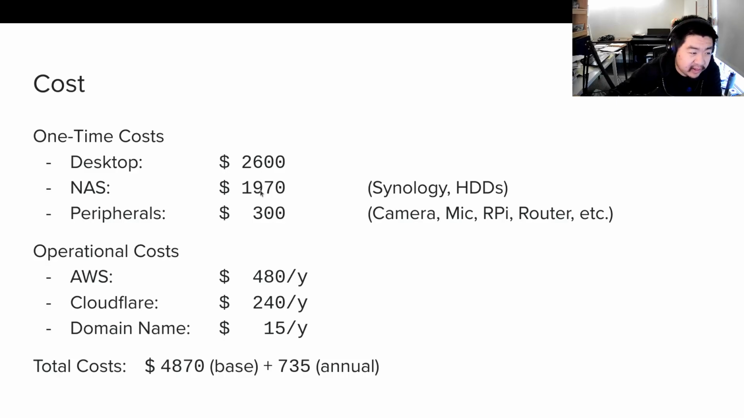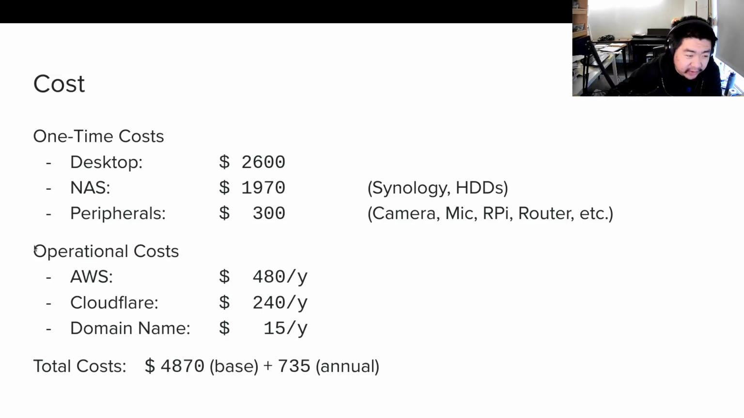The 20 terabyte IronWolf Pros, I think they're called, are like 350, maybe 400 each. So I have 3 of those. If you add them up, it amounts to a small fortune. Then I have a bunch of peripherals: camera, mics, Raspberry Pi, router, the backup. That was mostly free, but this comes out to a little under $300.